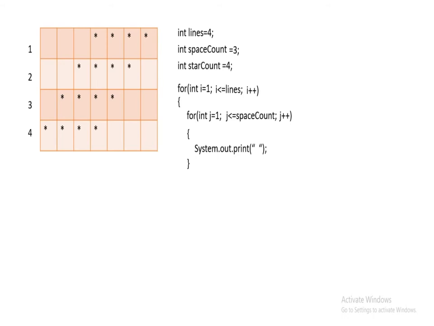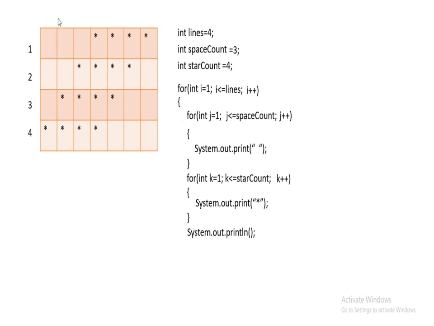Then we need another for loop to manage the stars. It starts from k equal to 1 and it goes up to the star count variable, that is 4. And each time we are going to increment k by 1. Then we need to print the star inside this for loop. Then we know that every time when a line is completed, we need to shift onto the next line. So come out of this loop and print a new line. Use system.out.println statement to shift to the next line.